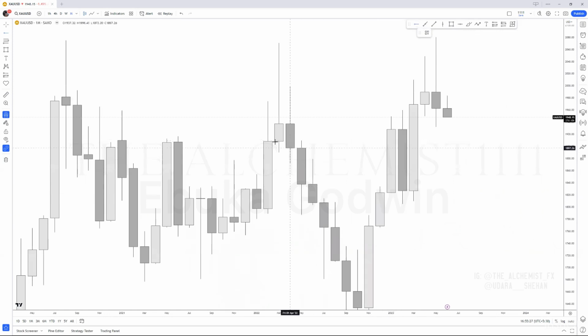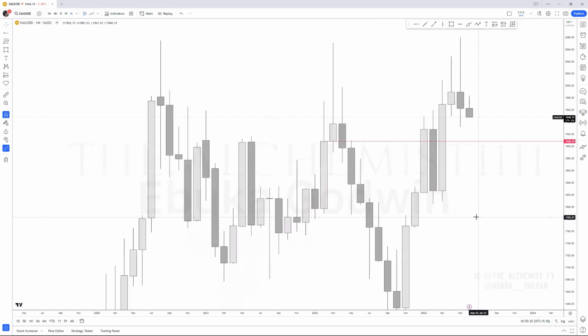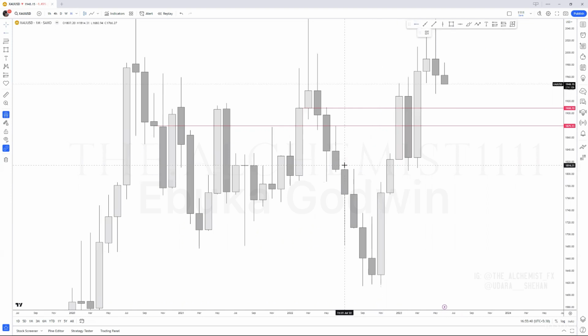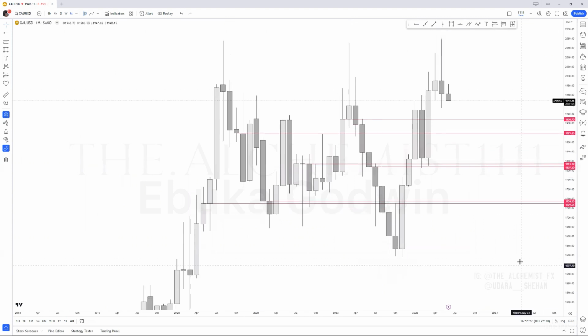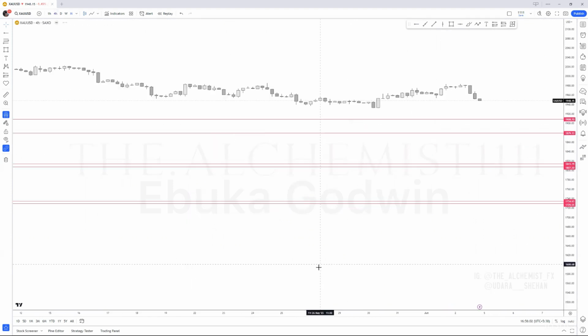Look at this. Where was the high of this candle made? Right here. Closing price. Where was the high of this candle made? Closing price. Can you see that? Where's the high of this candle made? Closing price. Now we're not going to rely on this though. I'm just showing you how strong these monthly closing prices are. Can you see that?